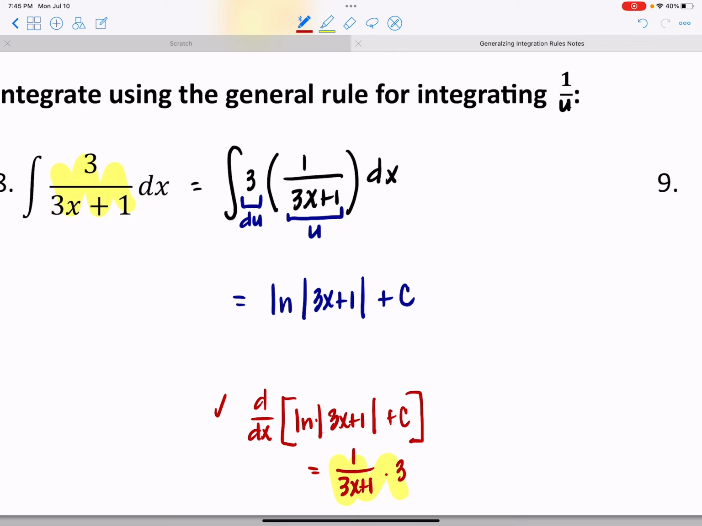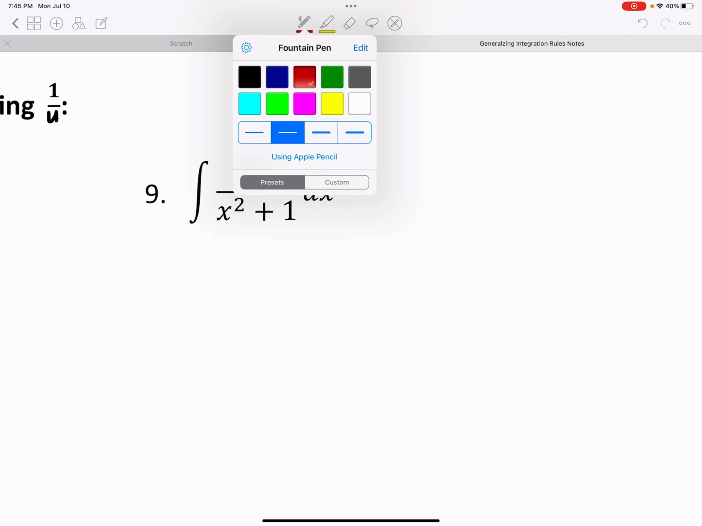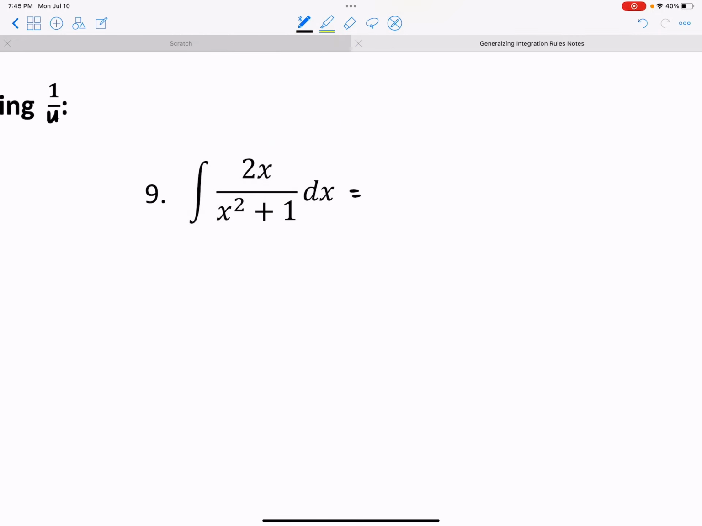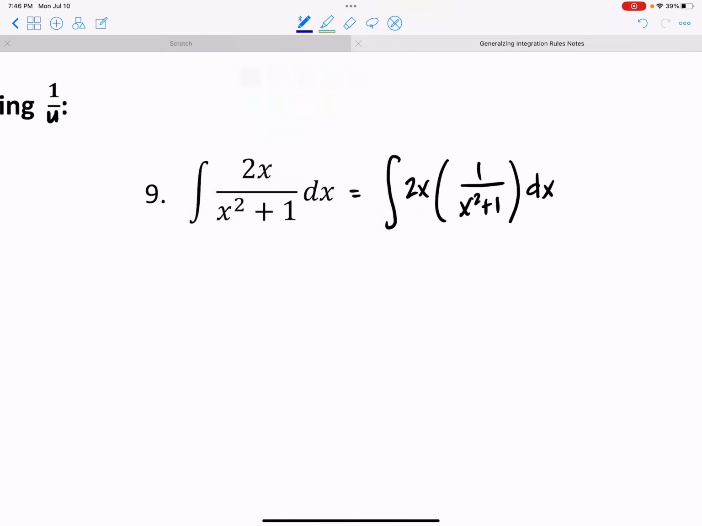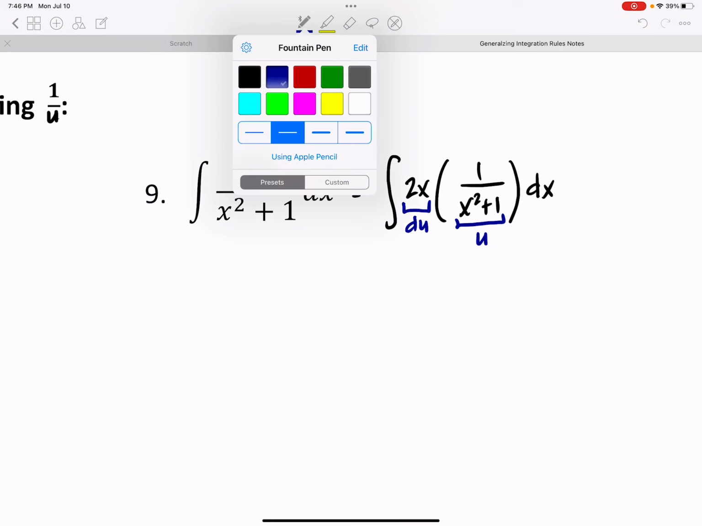Okay? And then one more, same exact thing here. If it's helpful for you to see that 2x is being multiplied by 1 over x squared plus 1. You don't have to rewrite it like this, but if it's helpful to see it, then instead of 1 over x, we have 1 over x squared plus 1, so this is the new inner function. And the derivative for x squared plus 1 is 2x, and we see that right here as a factor, so we're in good shape.